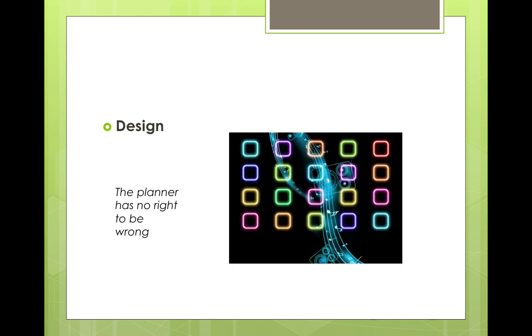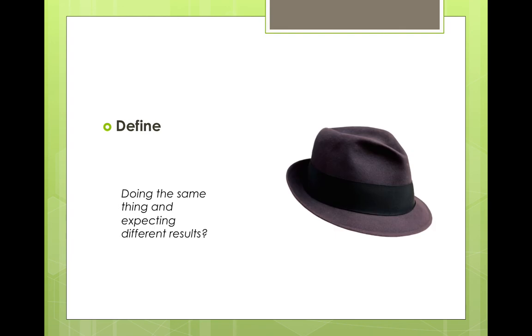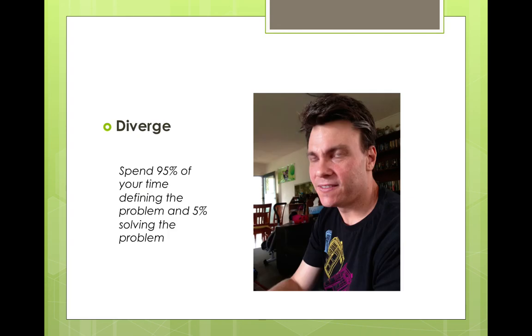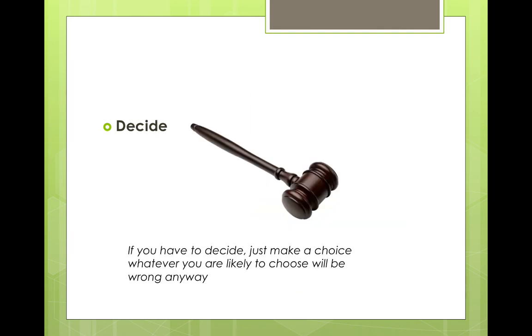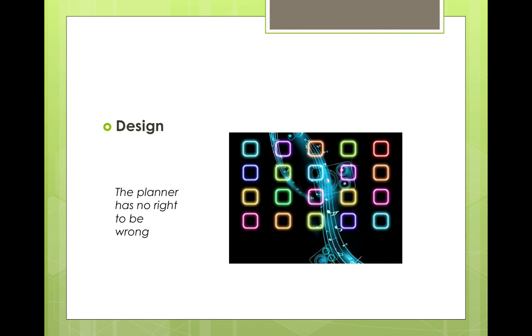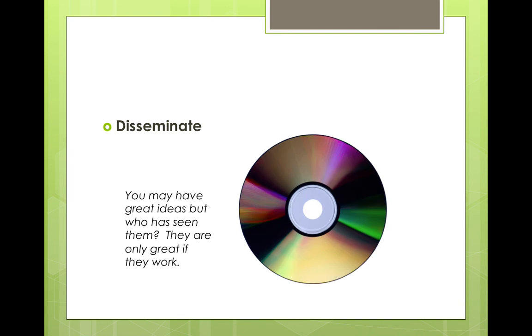So then we go back to the beginning again, and we define the problem in its current setting. We diverge by looking at the different explanations of the problem, and we try and settle on which one we think is the best. Then from that, we decide what to do. We create a design of that solution, and then we disseminate and share it with others. Now, obviously, I've left out the step of action. That goes without saying. Once it's disseminated, it starts to work. People start to take it on board.